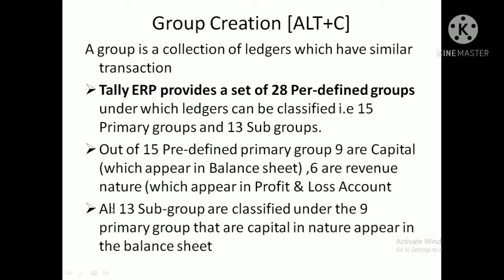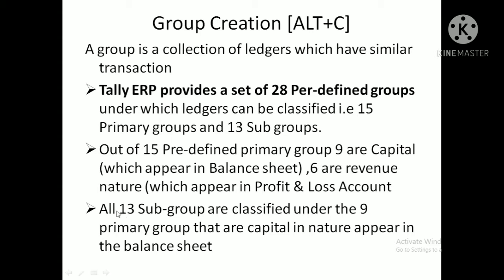So next, what is it regarding? A primary group, that is 15 primary groups. In that, 6 are revenue and 9 are capital in nature. So the 9 primary groups will appear in the balance sheet. Then 6 are revenue in nature, so they will appear in the profit and loss account.